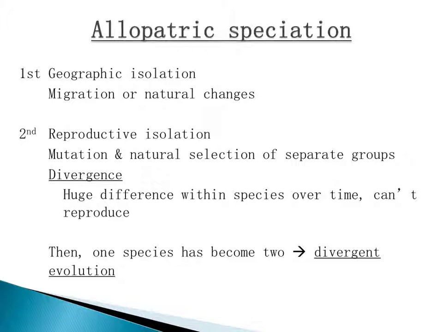And then what happens is they've been apart, they've changed so much that we have reproductive isolation. Mutation and natural selection take over. We get divergence, so they diverge. If something diverges, it goes its own separate ways. There is a huge difference within the species over time, they can't reproduce anymore, and we have two new complete species.